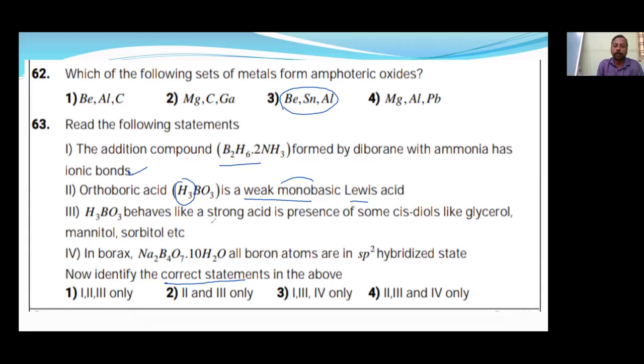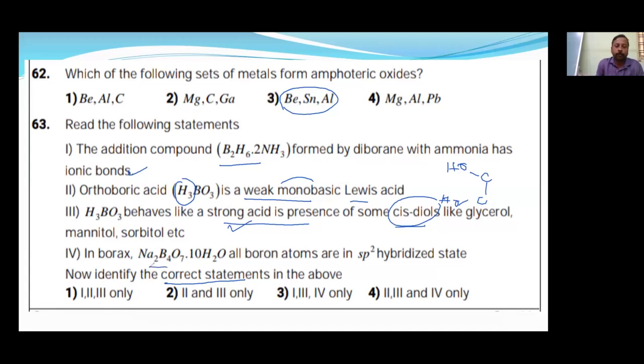Strong acid in presence of cis diols due to intermetal hydrogen bond. So in the cis diols, what happens? Suppose this is OH, and this is another OH. That time H3BO3 can form intermetal hydrogen bonding. Therefore, acidic strength will be increased. This is used in the titration specially.